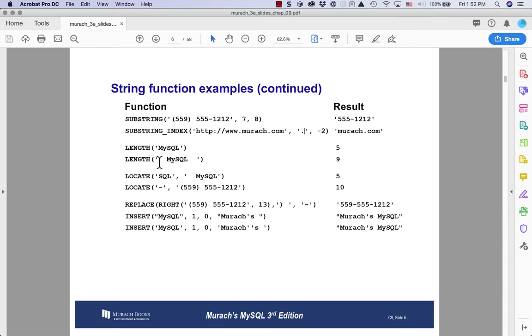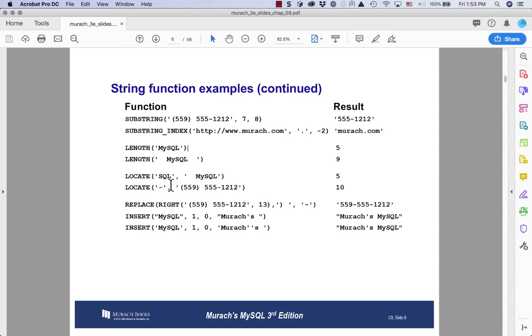Here we're saying that we want to know the length of MySQL without any space padding. And you can see that the result is a 5. So it's only counting the characters that we give it. On the other hand, if we ask for length of a string that has MySQL padded with two spaces in the front and two spaces in the back, it's going to count the spaces too, and we're going to get 9. So everything gets counted, even blanks.